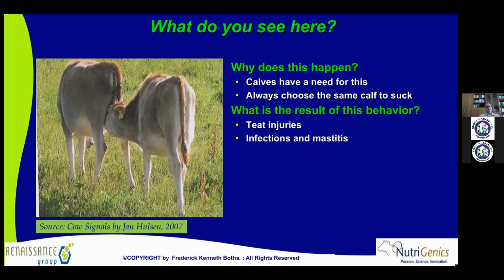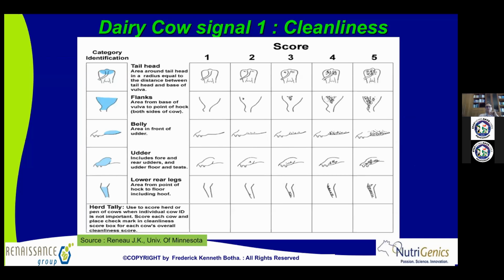And we know that in this example, we do see teat injuries and we do see mastitis in animals at a young age. So we need to handle this. The solution on this specific farm is to move that specific calf out of the group that's suckling on the other calves, for example. So one needs to walk around and see what we evaluate.